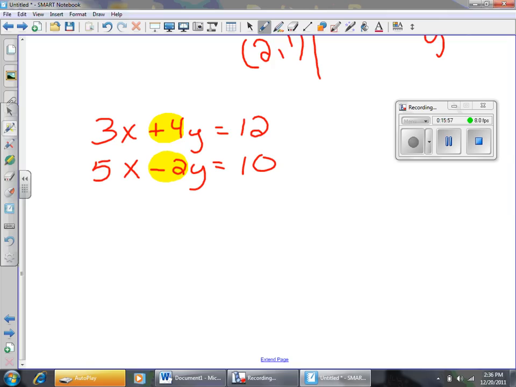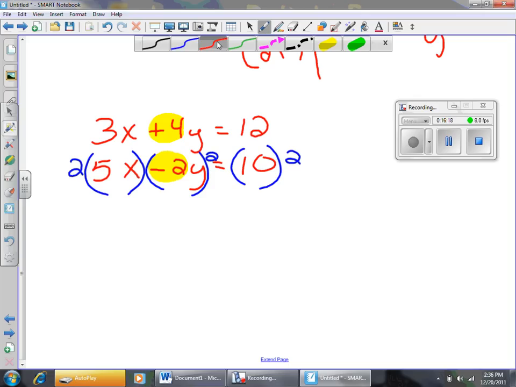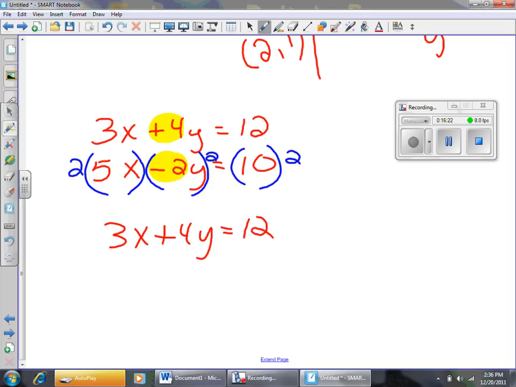If I could just somehow turn that negative 2 into a negative 4, I could do what I did on the last problem. It'd be easy. Well, how do I do that? I'm going to multiply it by a 2. But if I multiply there, I'm going to have to multiply this guy by 2 and the 10 by 2 as well. So my new situation ends up being like this. 3x plus 4y equals 12. And then the equation I multiplied, I'll get 10x minus 4y, and that will equal 20.